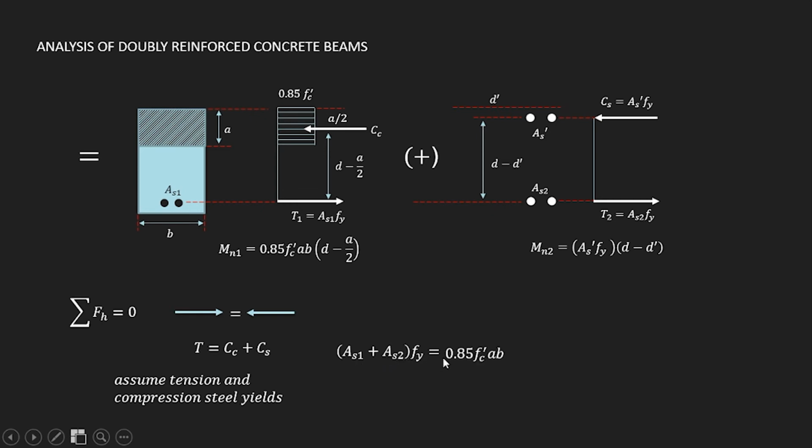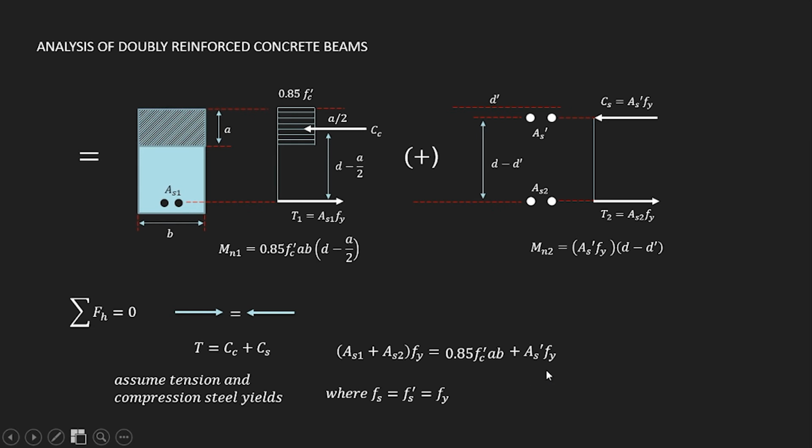And on the other side, we have CC, which is 0.85 FC prime AB, and our CS is AS prime Fy. So we assume this time that the tension and compression steel do yield. That's why the multiplier we used for the area of tension steel and compression steel is Fy, because we equated Fs and Fs prime to Fy.